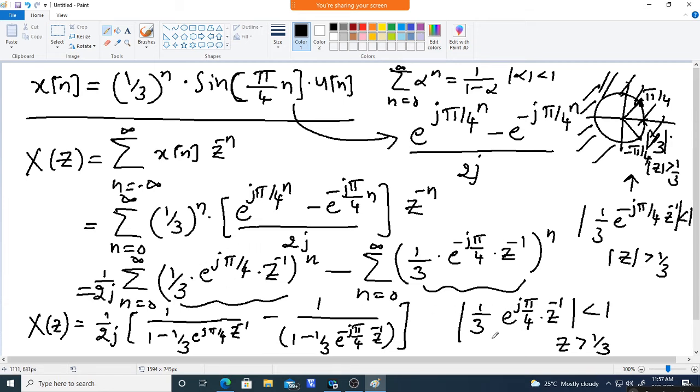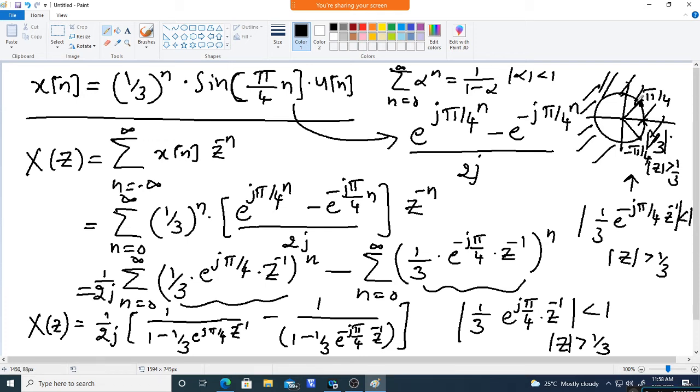If you take that first term and consider only the magnitude, this is the actual place where the pole exists, and this is the magnitude. So the magnitude of z should be greater than 1 by 3. Even for this term it is the same magnitude. But the phase will be minus pi by 4 in this term and plus pi by 4 in the other. Sir, we have to show that the phase is pi by 4 in that ROC.